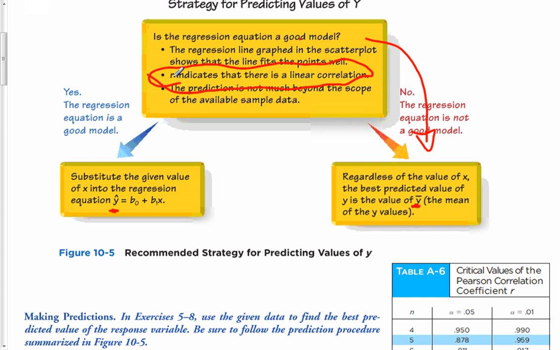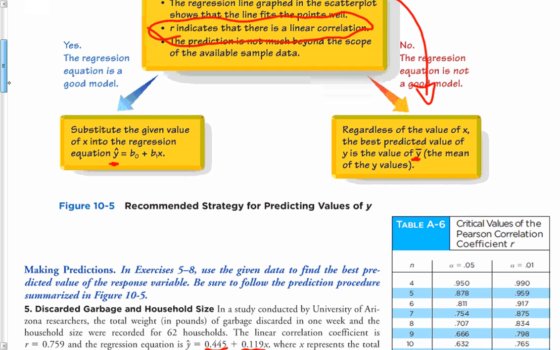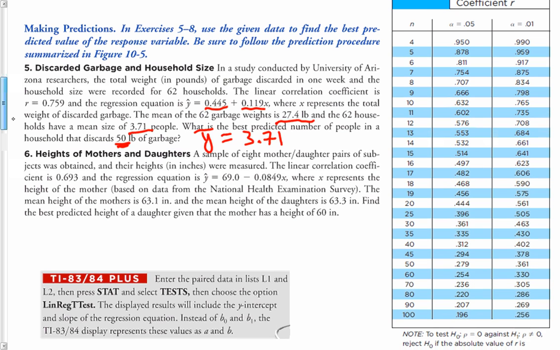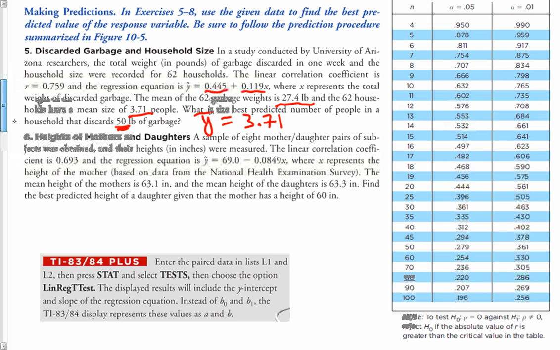And we're just going to check this one. R indicates that there is a linear correlation. So let's see here. Our value of R is 0.759, and our value for N is 62. On the chart, we don't have 62, so we're going to round it to 60, and we're going to look at the row that has N of 60, take those values, and compare them to R.